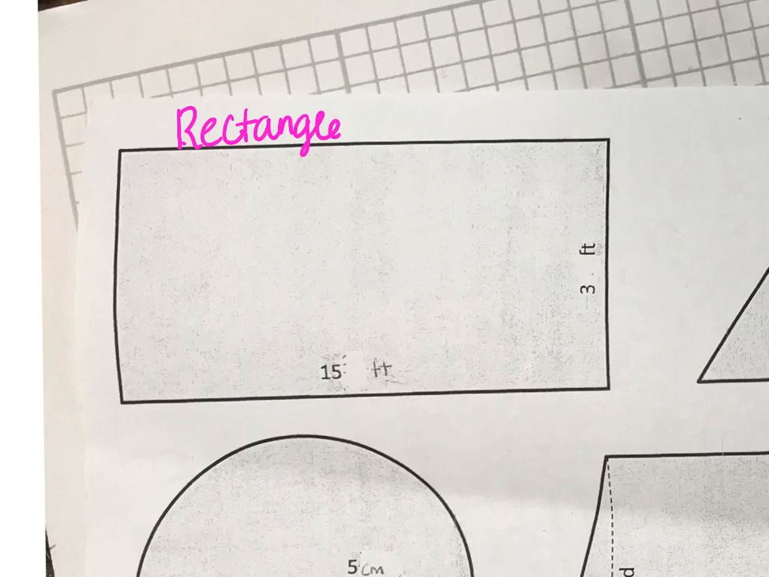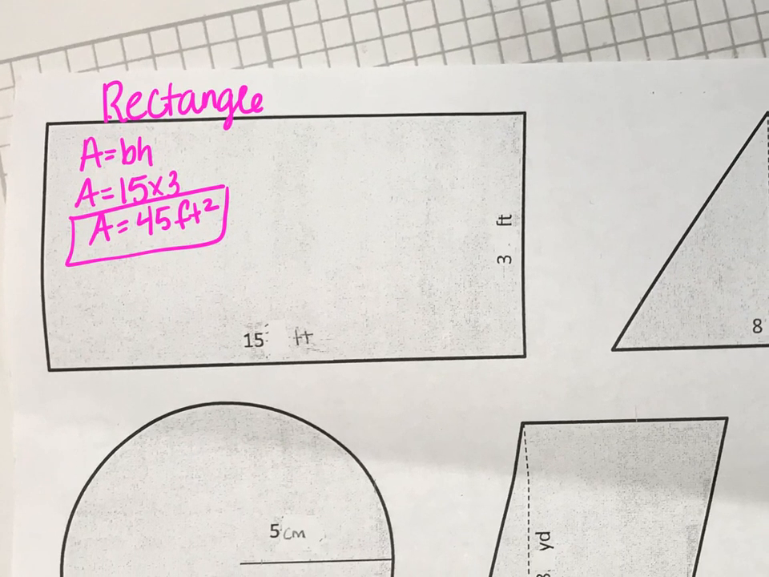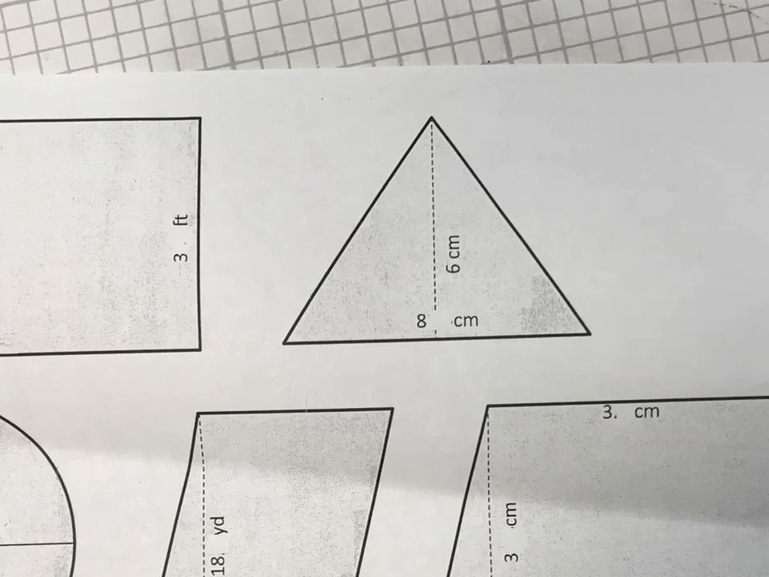Okay, so our rectangle, if you look on your formula chart, is area equals base times height. So our base is 15 times our height, which is 3. Oh, I don't know why I put an equal sign there. 15 times 3 is 45, and it's going to be feet squared. So that's a pretty simple one right off the bat, and the formula is on your formula chart.